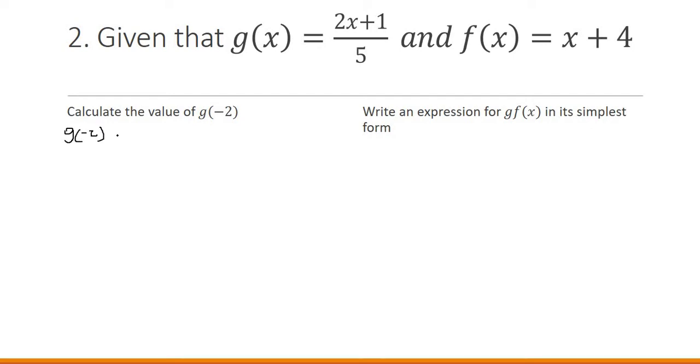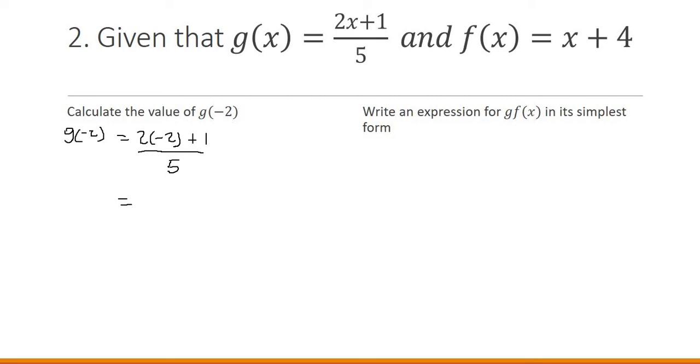is going to equal 2. Instead of writing back x, we must replace it with negative 2. So we're going to introduce a bracket and put negative 2, put back our plus sign, back our 1, and all of this should be placed over 5. All we need to do here is to simplify, and we're finished.